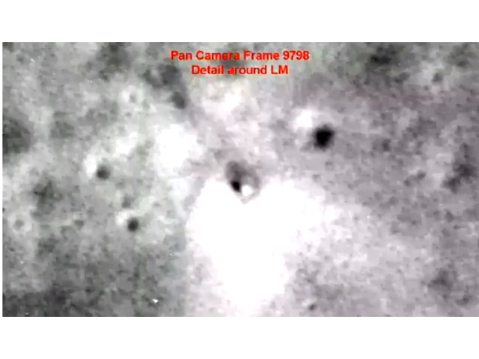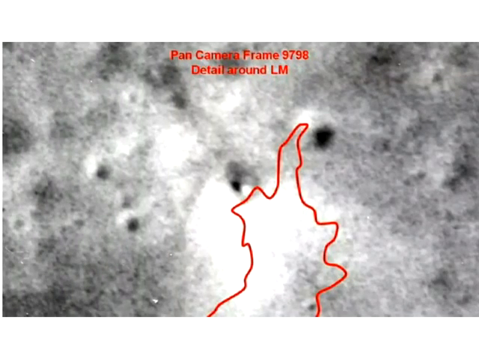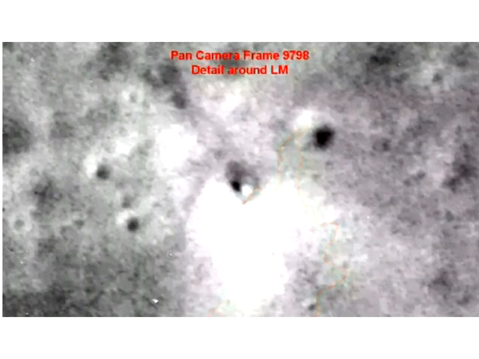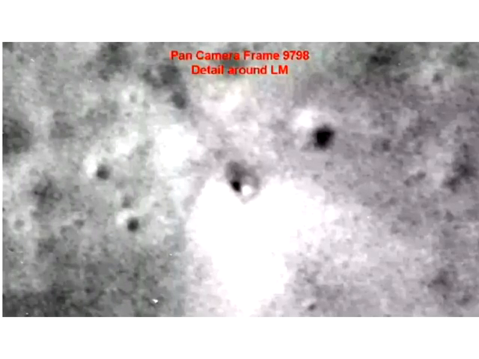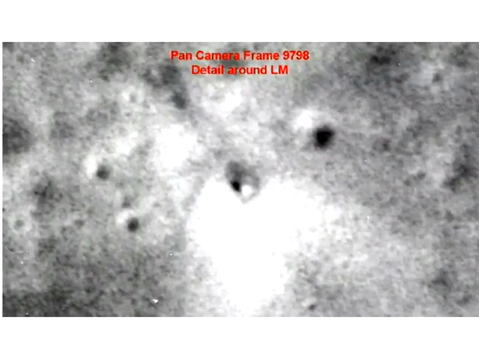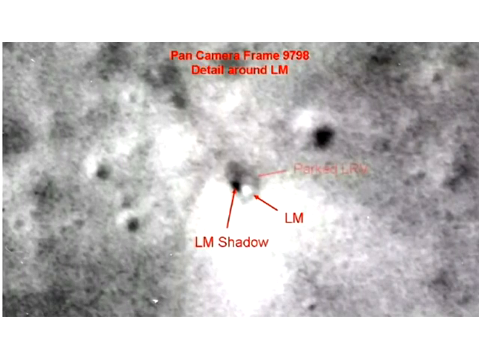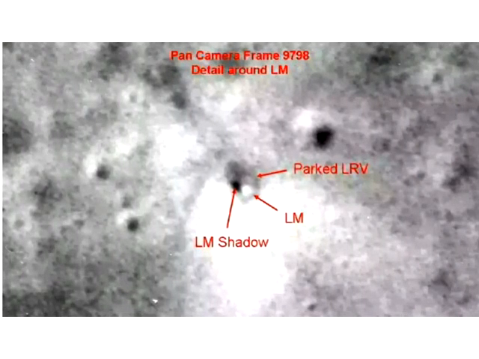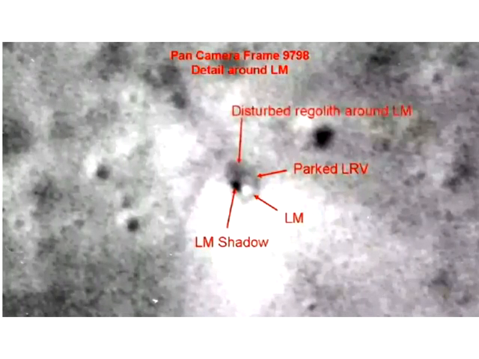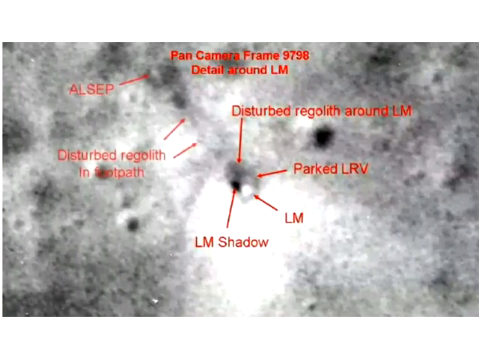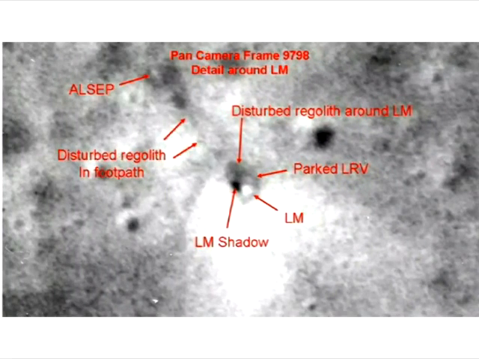The shape of this crater becomes more evident in Apollo 15 pan camera frame 9798, taken about 40 hours later, shortly after the second EVA. This photo shows the landing site and crater in more direct sunlight. Actually, this photo not only shows the lunar module and a significantly shorter shadow, but also the lunar rover, disturbed regolith where the astronauts had walked around the lunar module, and a footpath out to the ALSEP, the Apollo Lunar Surface Experiment Package. And what about this dark portion in the top right?